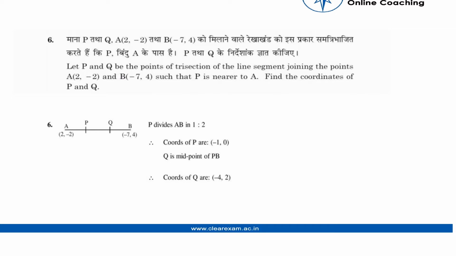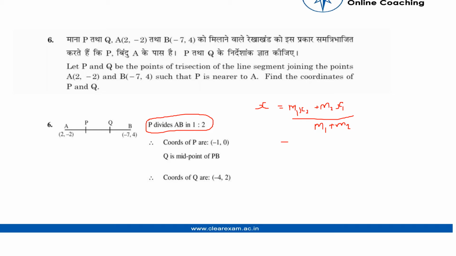Since P divides the AB line segment in the ratio 1:2, we can use the section formula to calculate the coordinates of P. So the x coordinate of P equals (m1 x2 + m2 x1) divided by (m1 + m2), where m1 and m2 are the ratio, that is m1 equals 1 and m2 equals 2.